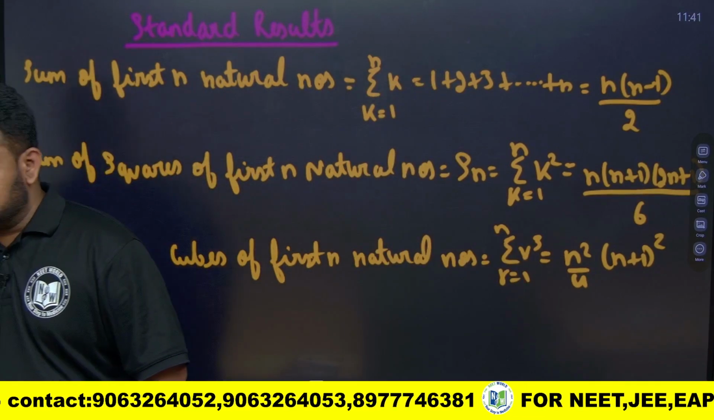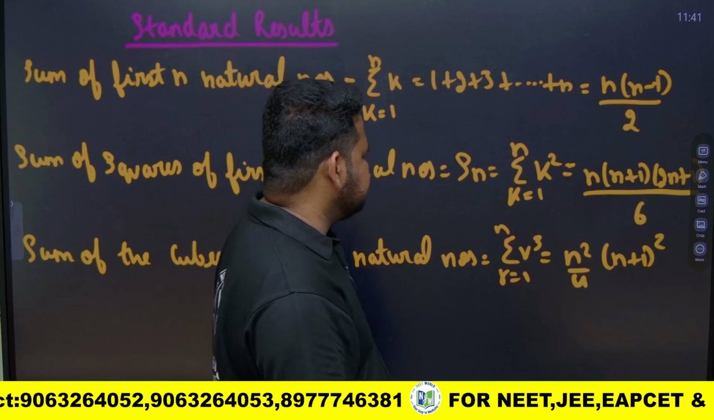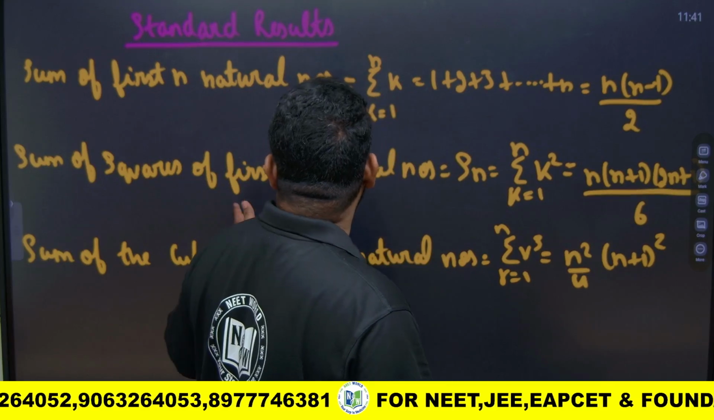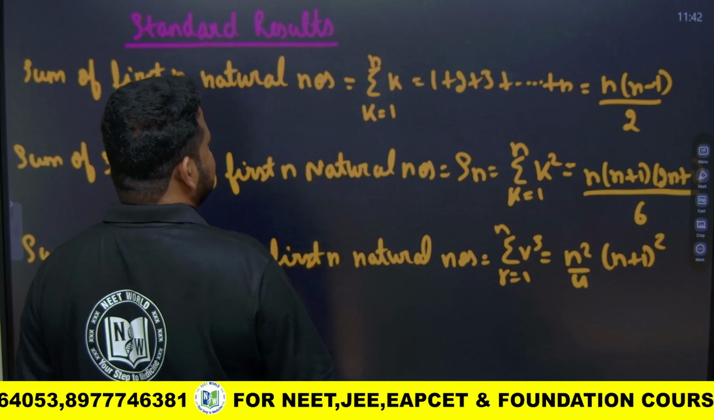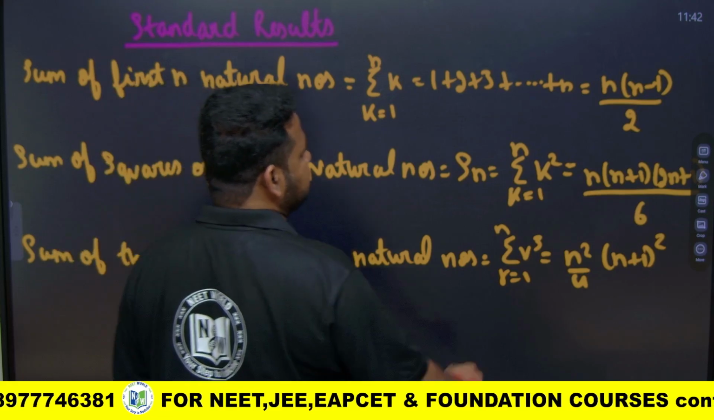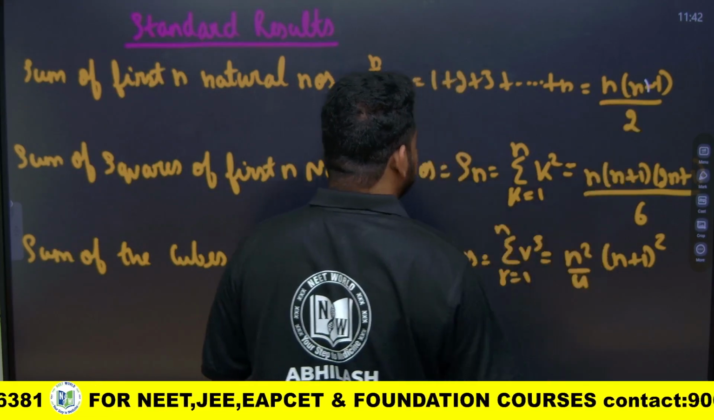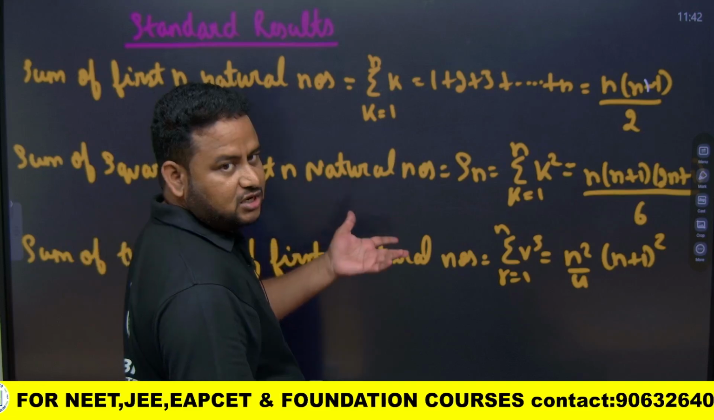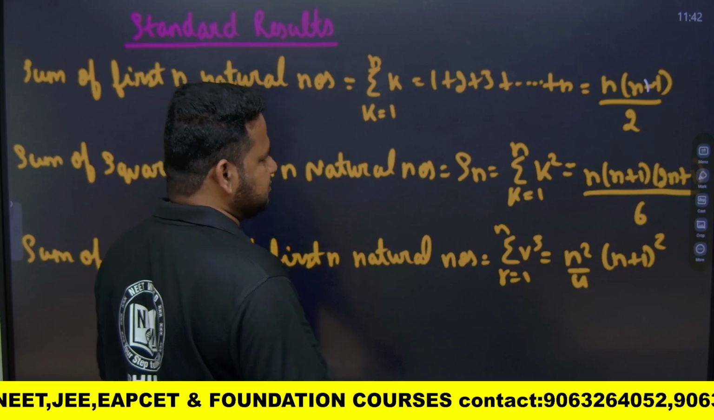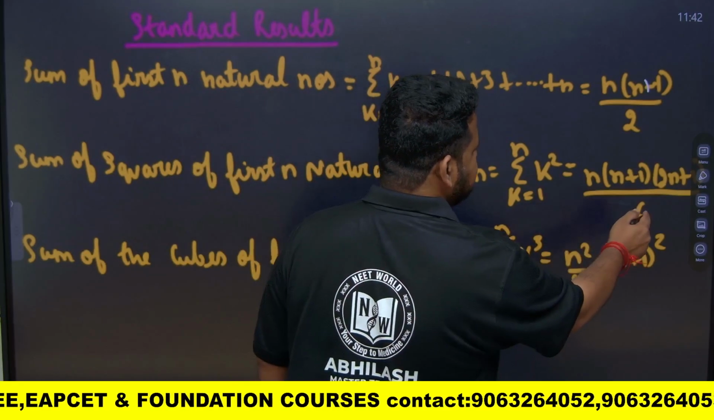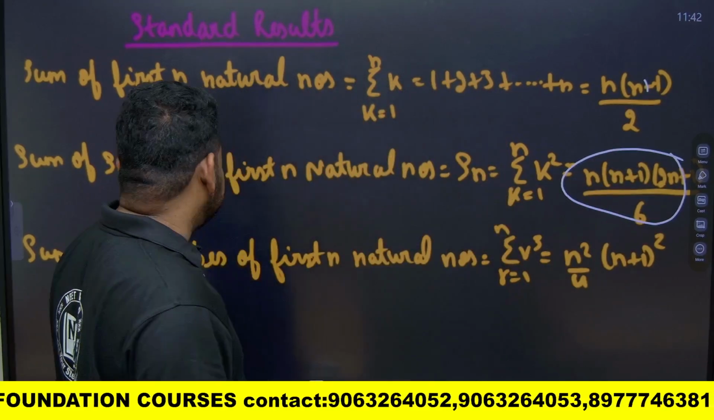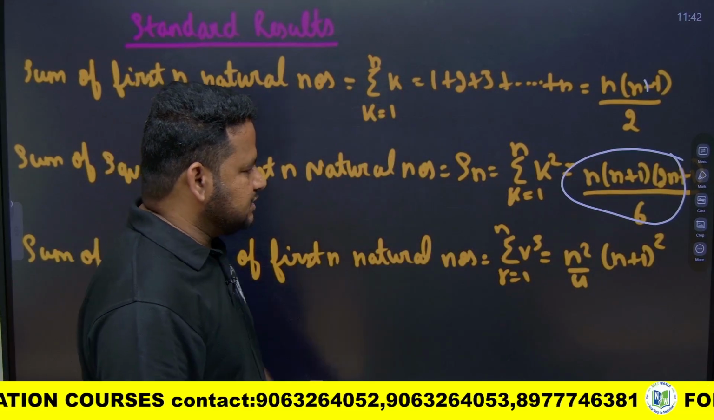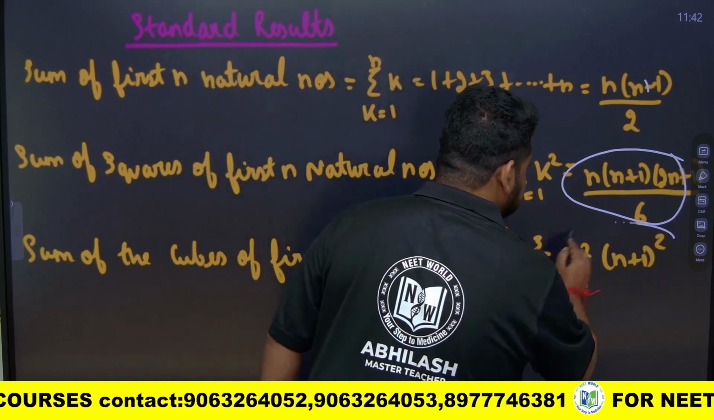So, that is it. When it comes to sequence and series, that is what we have to discuss. Standard results: sum of first n natural numbers. You have to remember sum of first n natural numbers 1, 2, 3 up to n is n into n plus 1 by 2. That is not n minus 1, it is n into n plus 1 by 2. Sum of squares of first n natural numbers is n into n plus 1 into 2n plus 1 by 6. Highly important. Definitely question will come from here. Sum of the cubes of natural numbers is n square into n plus 1 whole square by 4. This also you have to remember.